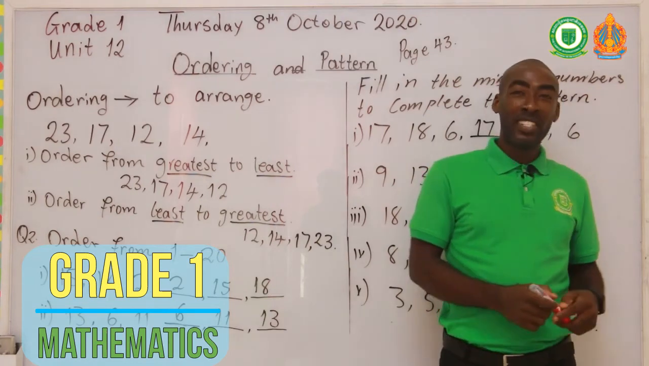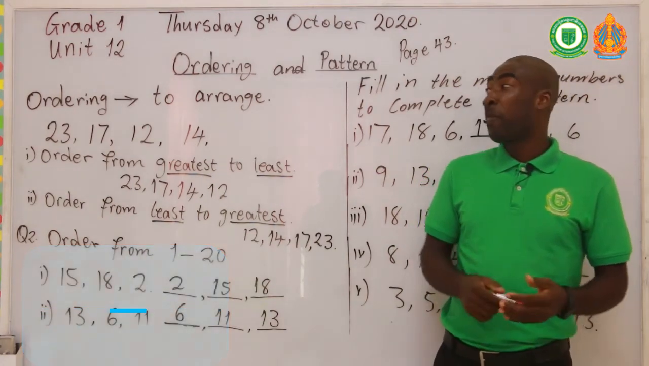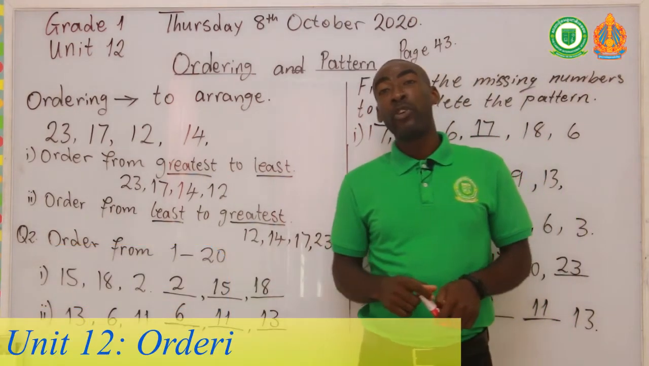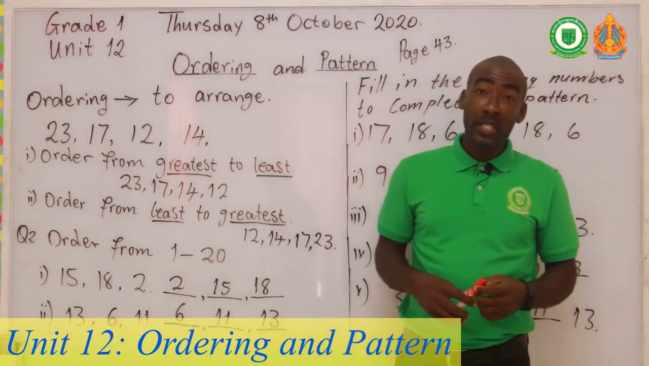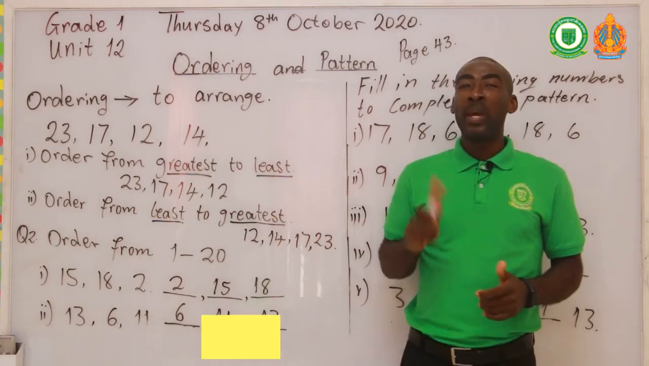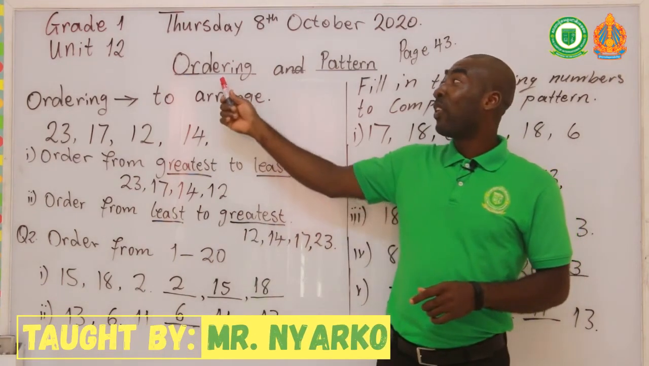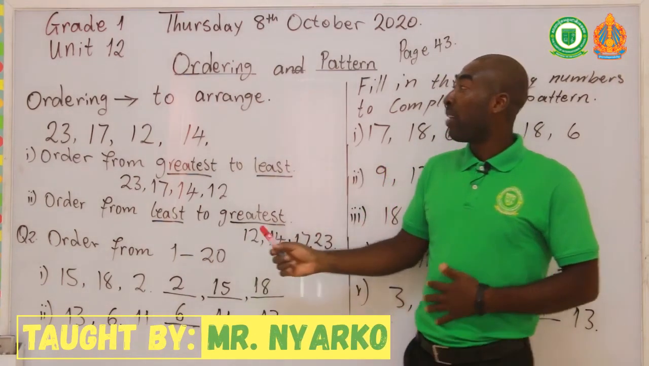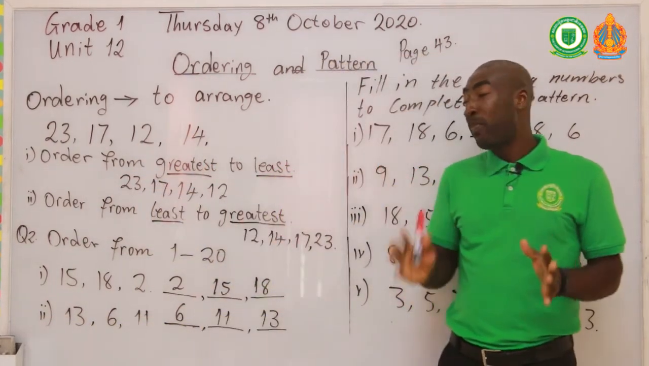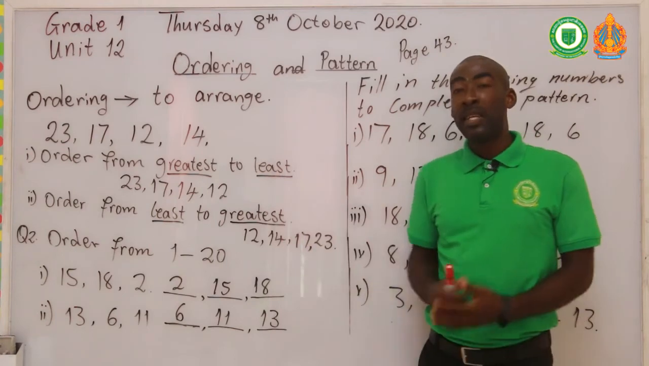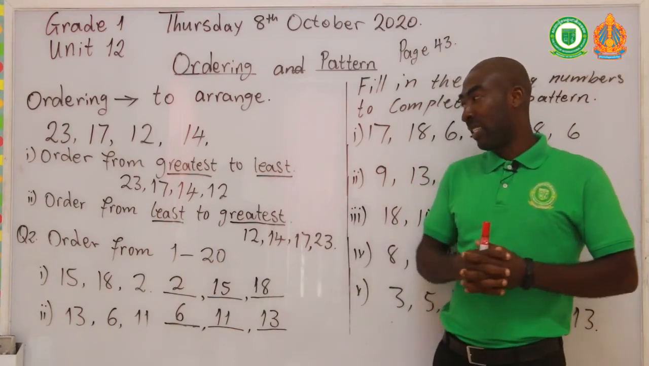So this is the conclusive part of our lesson for today, and our lesson has been on ordering and pattern. We have studied this for 2 weeks now, and I believe that wherever you meet the word ordering, you will understand. Wherever you meet the word greatest, you know that we are talking about the biggest. And then least means we are talking about the smallest, okay?